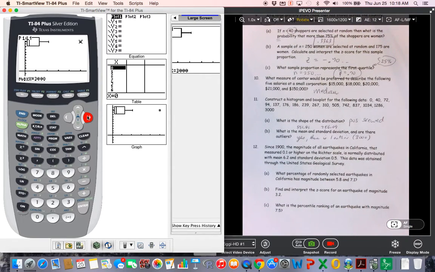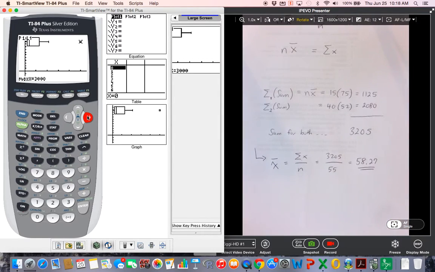All right, gang, number 12. It's the last problem. Darn. I think it's the last problem. Yeah, it is the last problem.